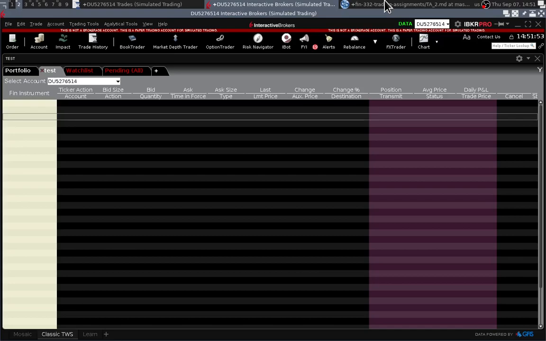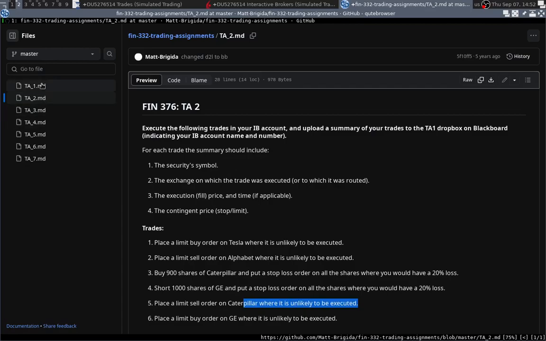Before we jump in, note that I use the classic Trader Workstation. You might have Mosaic as a default. Feel free to use that, but I always use the classic view. So if you want to switch to what I see, then just hit the button down there. Good. So in trading assignments 1, 2, and 3, let's go to trading assignment 1.